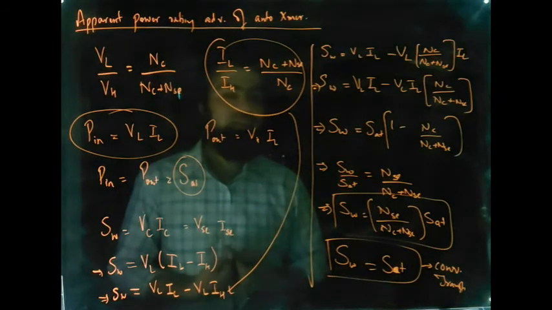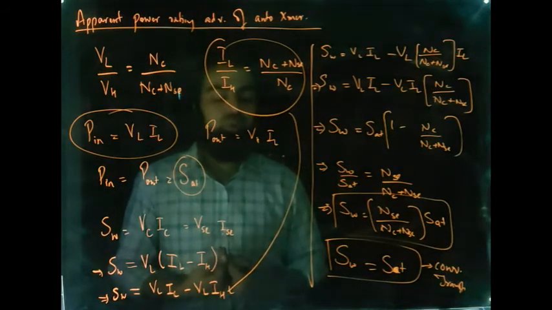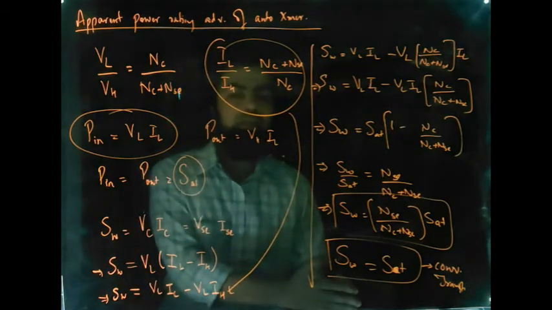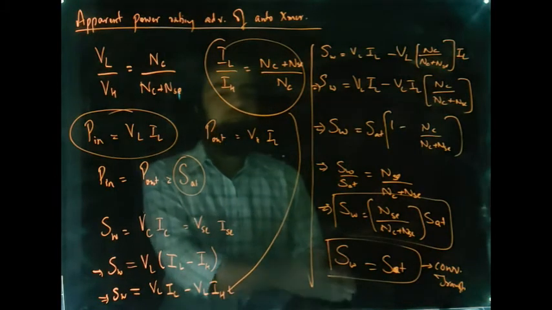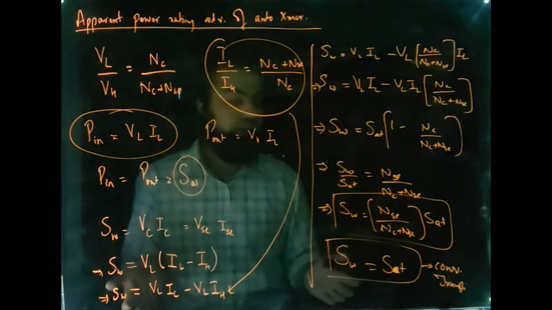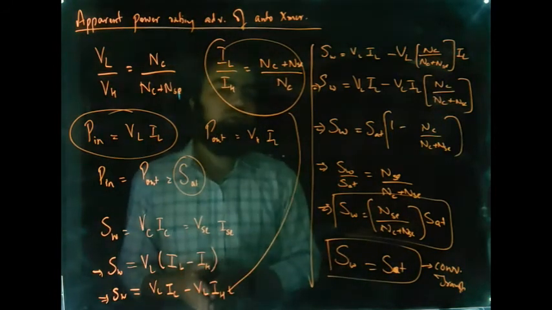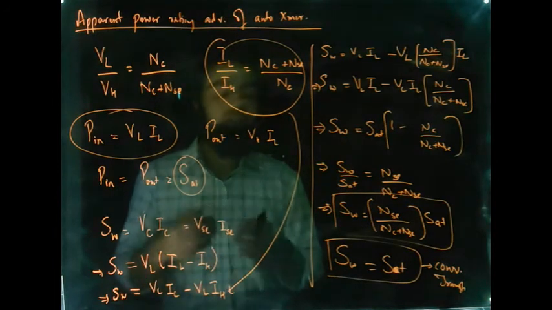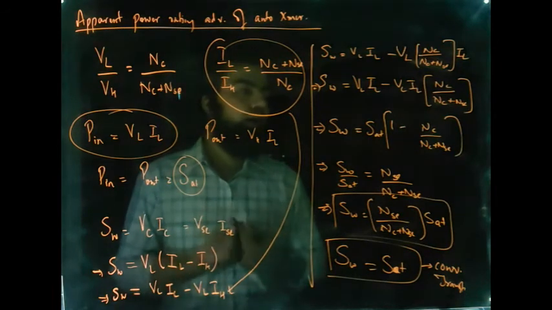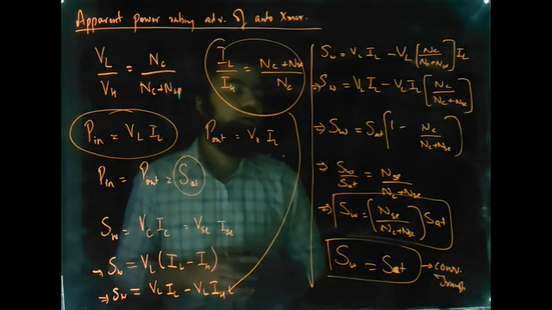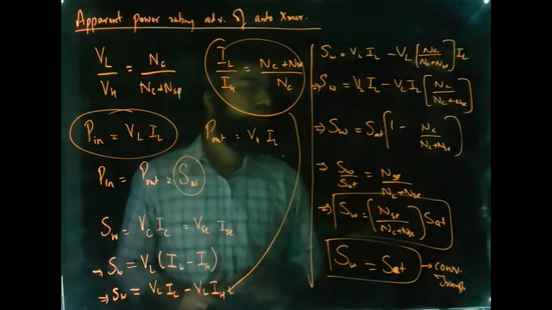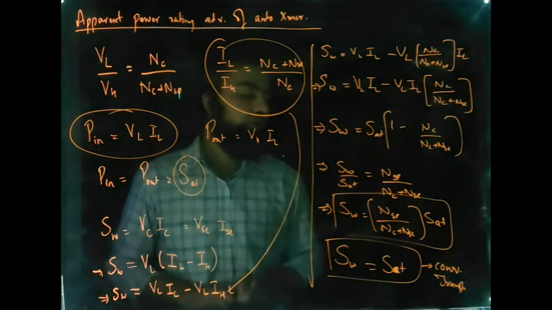That means if the auto transformer rating is 100 kVA, the winding rating will be only, say for example, 10 kVA or 20 kVA or 30 kVA, something like that. So in case of an auto transformer, the power rating of the winding is much less. So we do not need a large winding, or a winding with sufficient diameter.